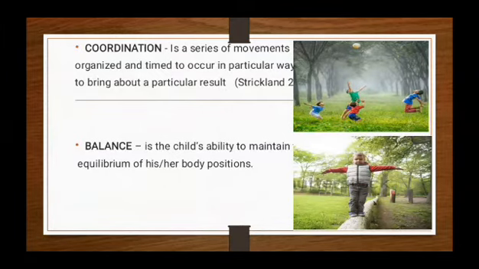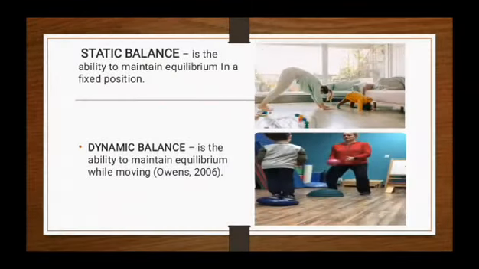Balance is the child's ability to maintain the equilibrium or stability of his or her body in different positions. Balance is a basic skill needed especially at this stage when children are very active. During this time, children have improved balancing skills. Static balance is the ability to maintain equilibrium in a fixed position. Dynamic balance is the ability to maintain equilibrium while moving, by Owens, 2006.